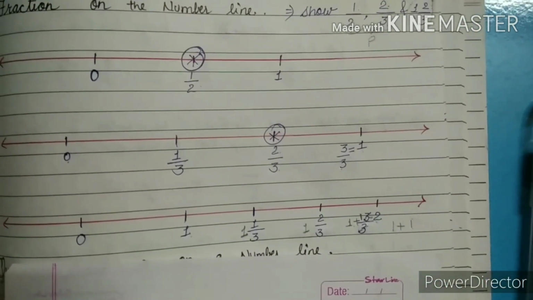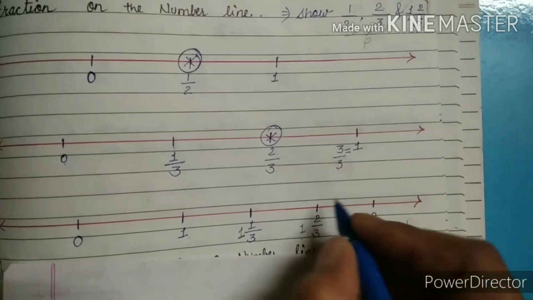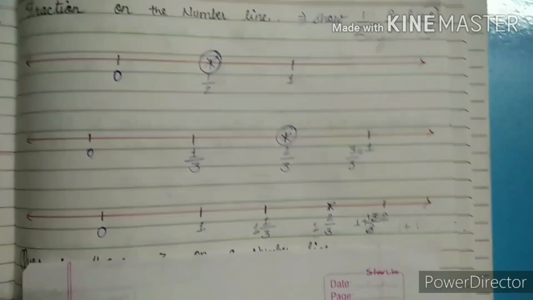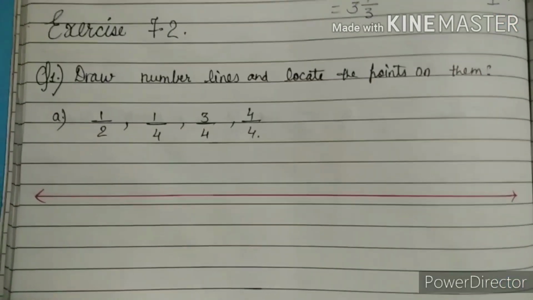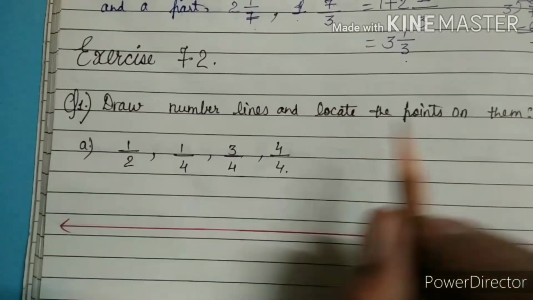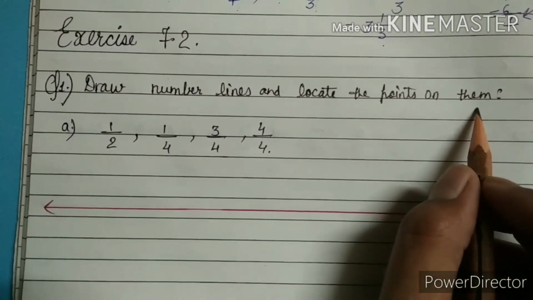Have you seen 1, 2 by 3? Yes, here 1, 2 by 3. So this is the fractions on number line. Now exercise 7.2, question number first is draw number lines and locate the point on them.